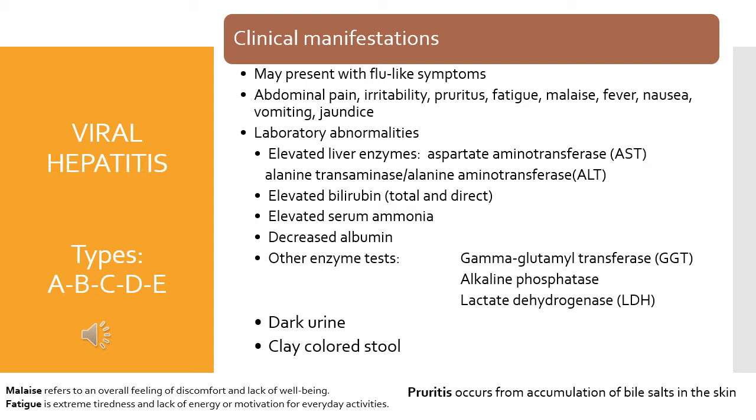Other enzyme tests are listed on the screen. They might be elevated as well, although they can also elevate with other conditions, including cholecystitis. You also may notice dark urine, and this is from the bilirubin that's water soluble that is going to be filtered by the kidneys since the liver can't do it, and that will turn the urine darker. The clay-colored stool is a result of the liver not functioning to process the bilirubin, and as a result, the bilirubin is not in the stool to give it its typical brown color.